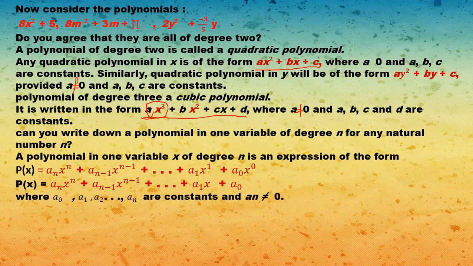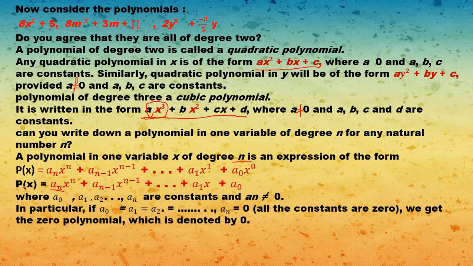Now here all the a's, a0, a1, a2, a3, a4, up to a_(n-1) and a_n, are the constant terms, and this a_n must not be equal to 0. If x cube is there, the numerical value associated with this x cube is not equal to 0. Same here, if we are talking about degree n, the value associated with x raised to the power n must not be equal to 0, so a_n is not equal to 0.